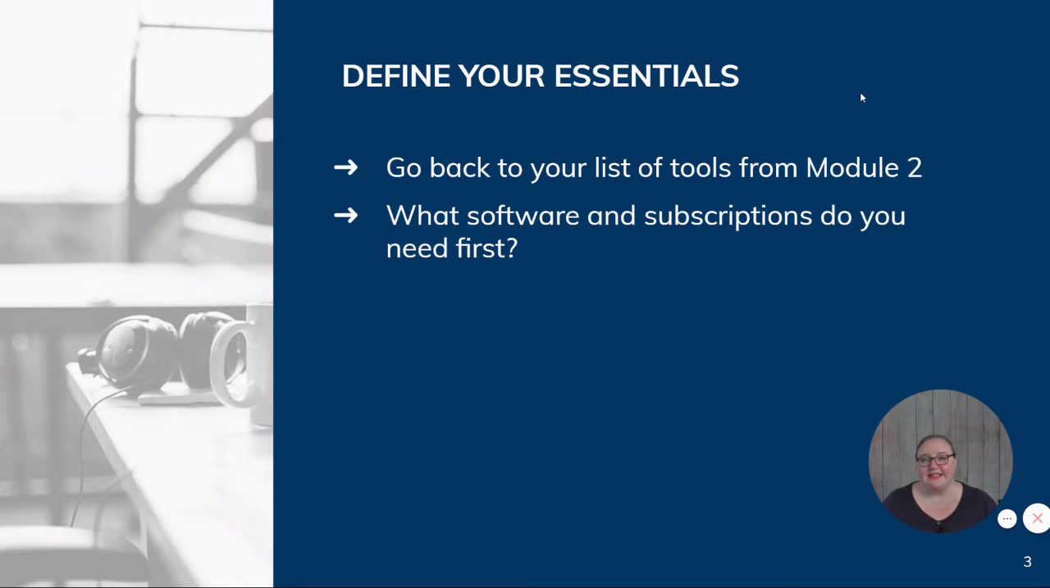Then look at what's missing. Think about what software and subscriptions you need first. So that might be things like making sure your home internet connection is strong enough for extended online tutoring, making sure that you have a copy of your own of any software or materials that you used when you were working for a company.